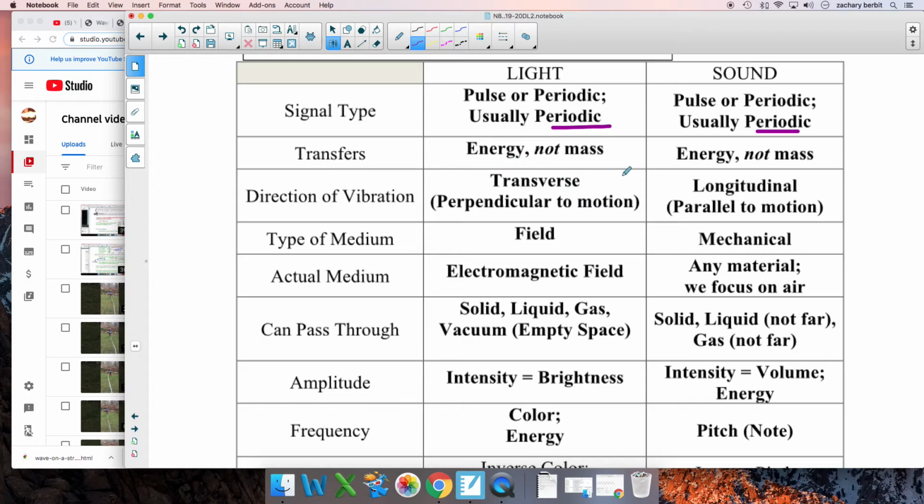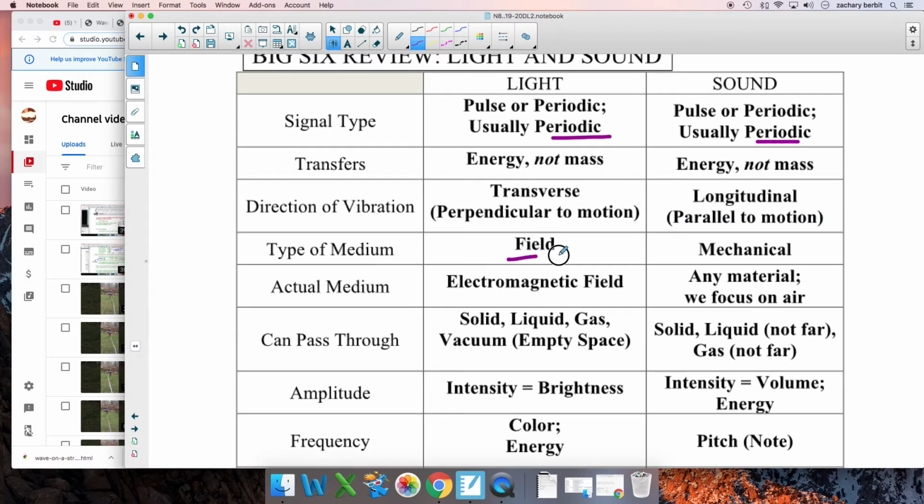Light is transverse, meaning if the motion is forward, then the vibration has to be either up, down, or left, right, or something like that. Sound is parallel, longitudinal, which means if the motion's forward, the vibrations have to be forward, backward. Light goes through the electromagnetic field, whereas sound can go through any mechanical or matter medium, so liquid, solid, gas, basically, plasma too.